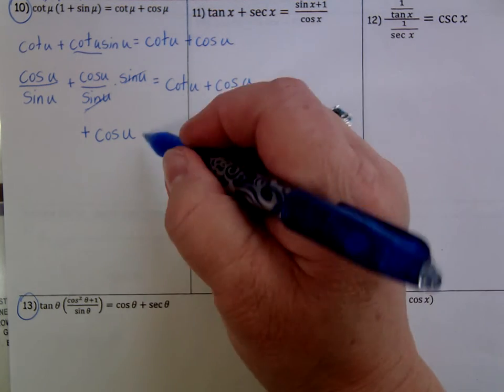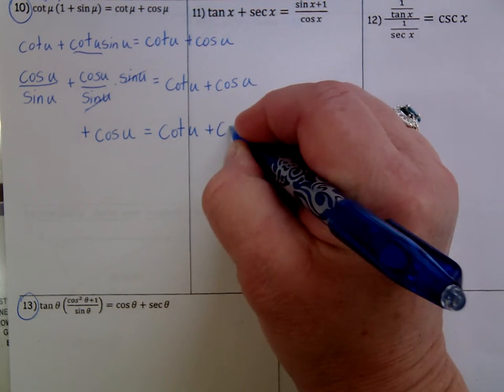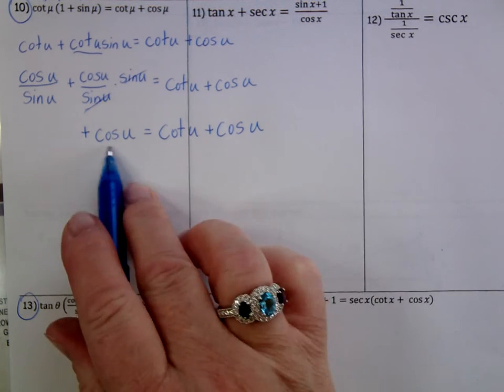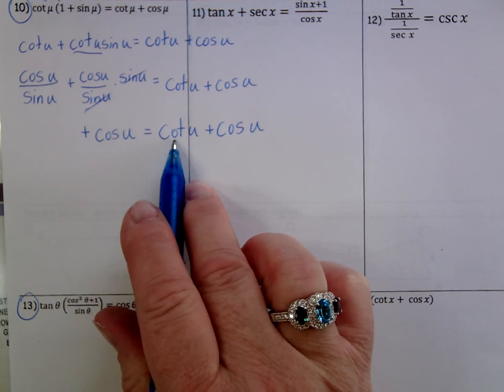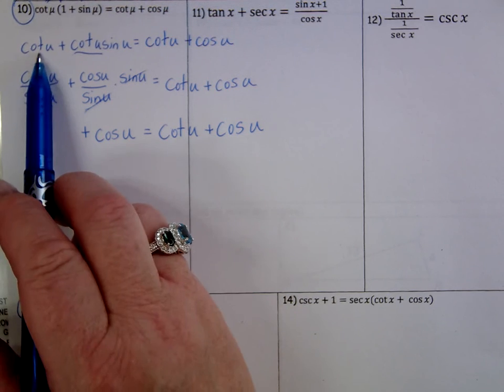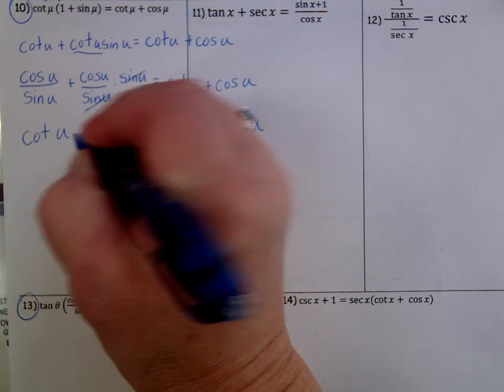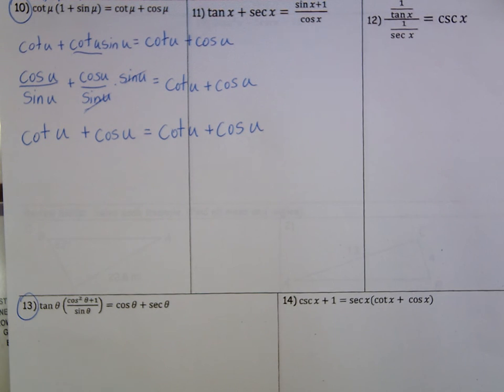And look at what you're trying to make it match. You're trying to make it match the cotangent of u plus the cosine of u. And you can see you've got the plus cosine of u, you need a cotangent. Well, actually, cosine over sine is cotangent. We switched it, but we're going to switch it back because that's going to be our identity. That's going to verify that we've got the cotangent of u plus the cosine of u on both sides.